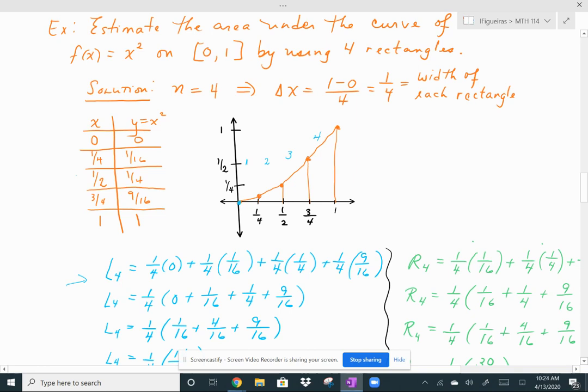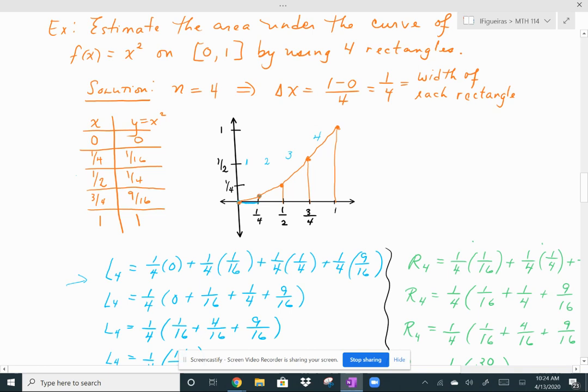Okay, so the height of the first rectangle is based off of the left-hand endpoint. The left-hand endpoint happens to be at the origin. So it's kind of a weird rectangle, but it's basically a flat line. There is no height. That's okay, because that just means I'm underestimating my area on that first rectangle. Now I go to the second one.